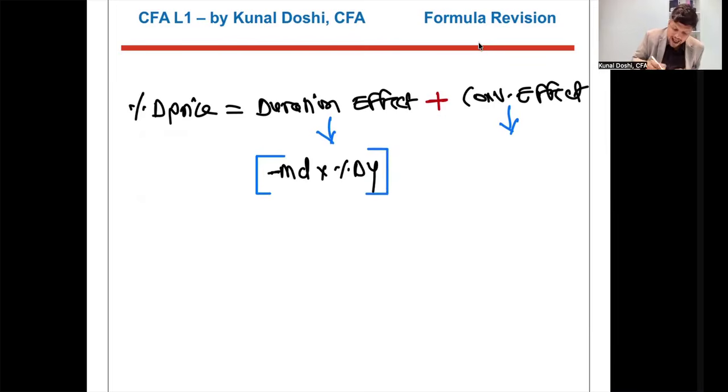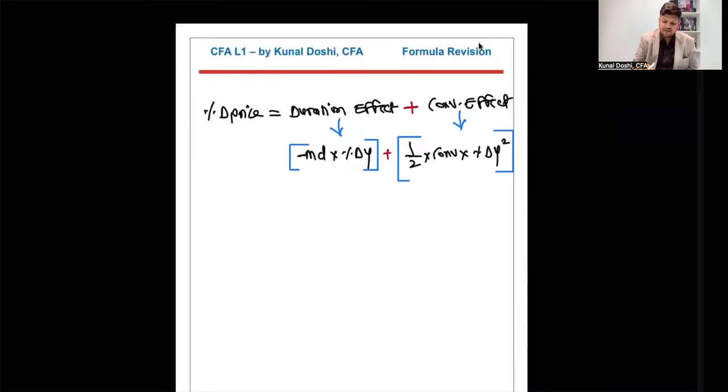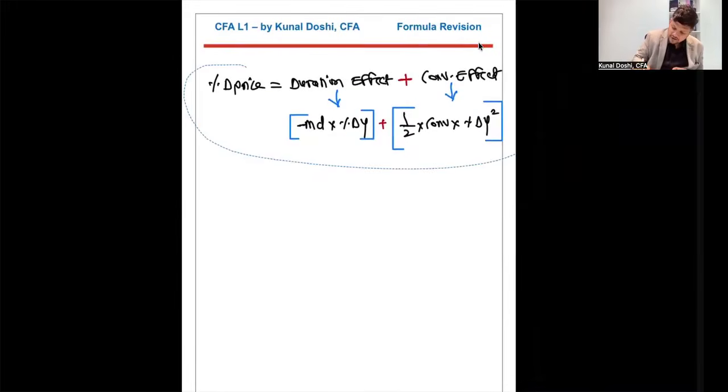All right. And the convexity effect, which everyone should know, and this formula is so highly testable, it is half into convexity into percentage change in yield square. Is it square or not? Square, right? Everyone clear with duration and convexity effect? Check and confirm.